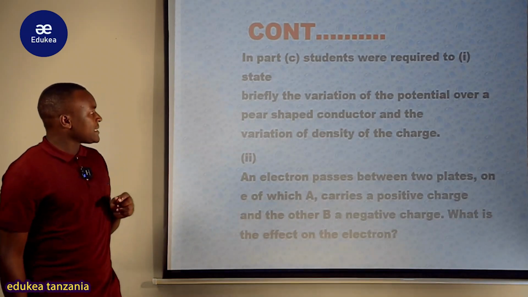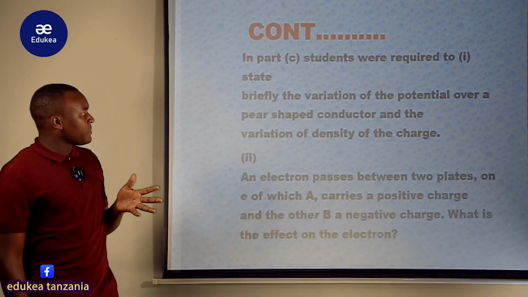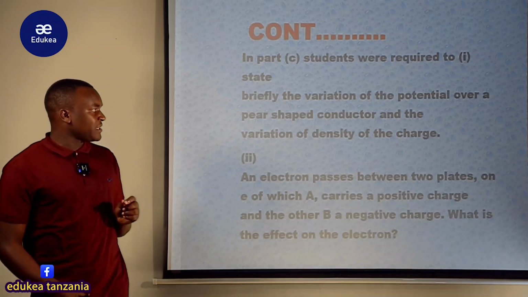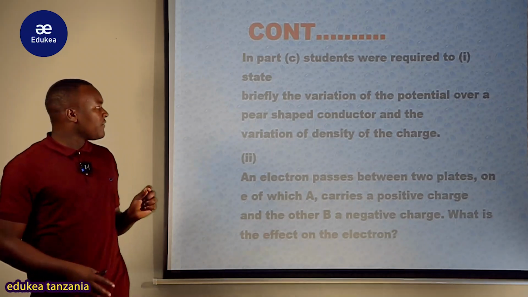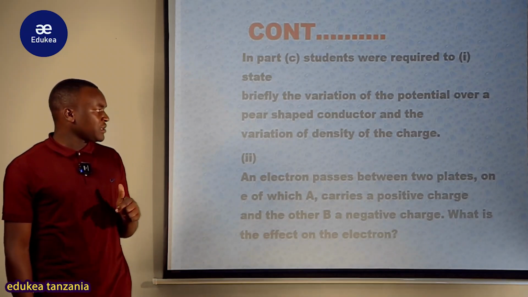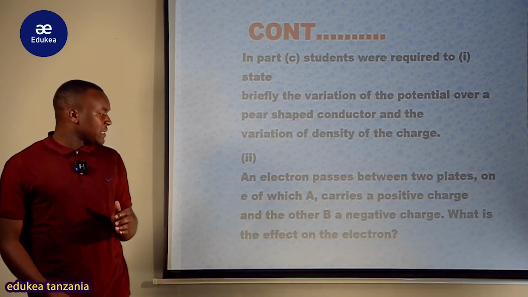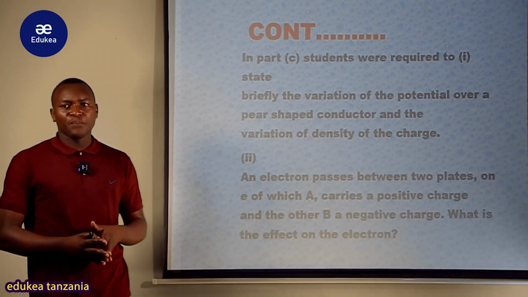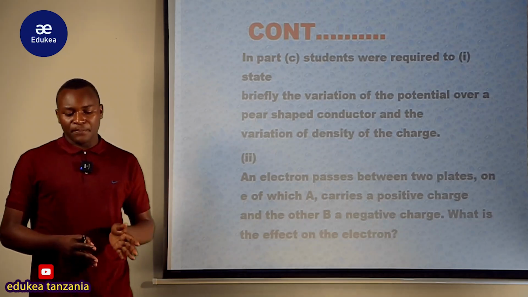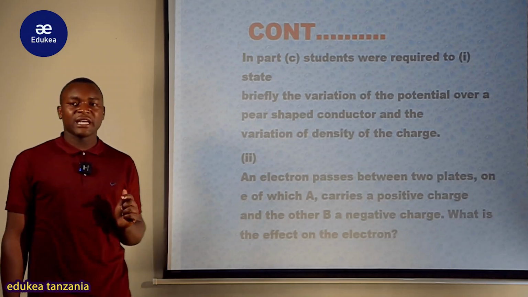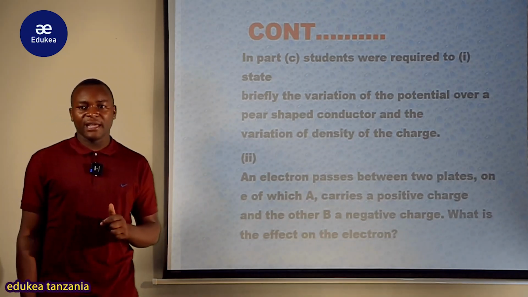After that, we have part C, where students were required, number one, to briefly explain the variation of potential difference over the pear-shaped conductor and the variation of density of a charge. And the last one, to state what is the effect on the electron when it passes between plate A, having a positive charge, and plate B having a negative charge.